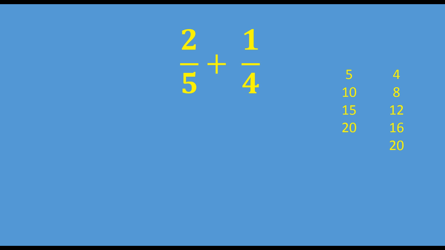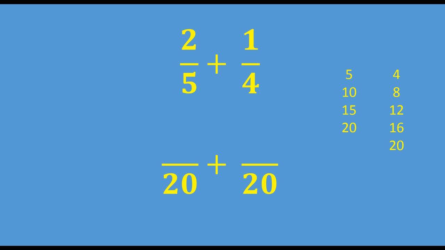Okay, alternatively you can just times these two bottom numbers together and you'll always be able to find a common multiple, but it might not be the lowest one. You might have to do a bit more simplifying down the road with that. So that number we come to is 20.